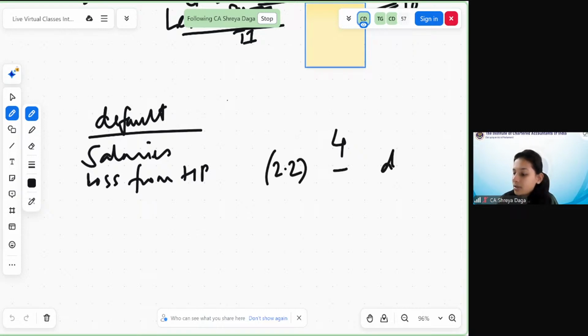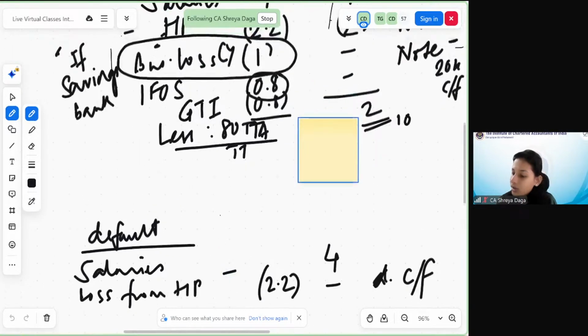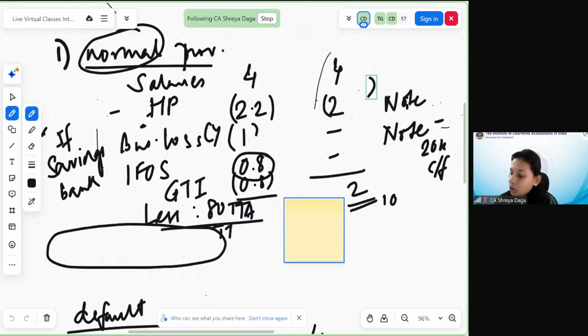It's a dead loss. No, it's not a dead loss. You can carry it forward. You mention a note that you can carry it forward, but you cannot use it. Even in the earlier case, you can mention a note that house property loss to the extent of 20,000 is unabsorbed. You will carry it forward, the balance.